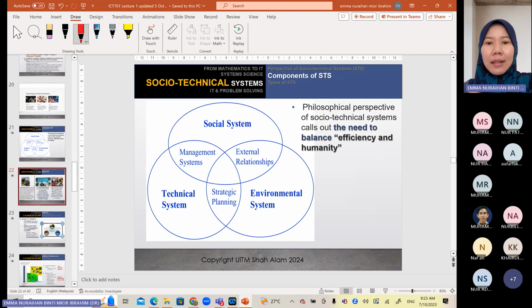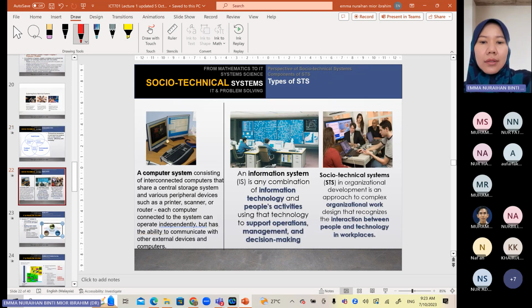There are very many examples of types of STS. Education also uses socio-technical systems, for example registration and your library. I think in your daily life you use a lot of these socio-technical systems. Lazada, Shopee, Sephora. Making payments is also part of socio-technical systems. It's just a matter of how big or small it is.